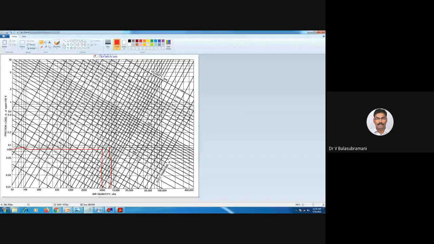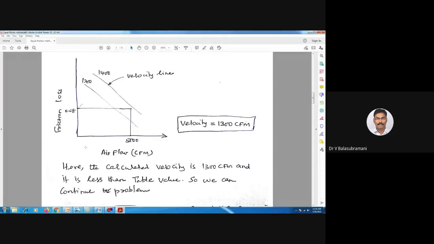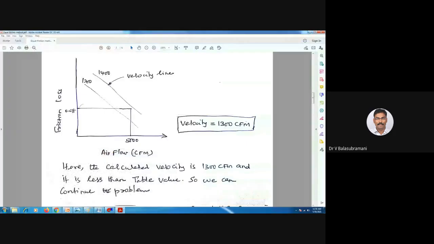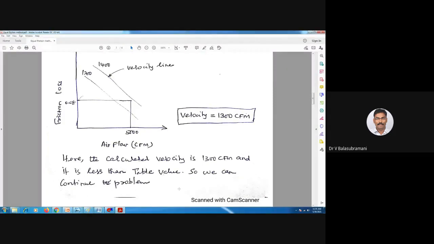The equivalent diameter is taken as the higher value of this chart. So the point comes below the 26 inch, so it may be taken as the 26 inch equivalent diameter. Here the calculated velocity is 1300. I have to calculate it approximately, so I just take it as a value between 1200 and 1400. So here the calculated velocity is 1300 CFM and it is less than the table value, so we can continue the problem within the limit.